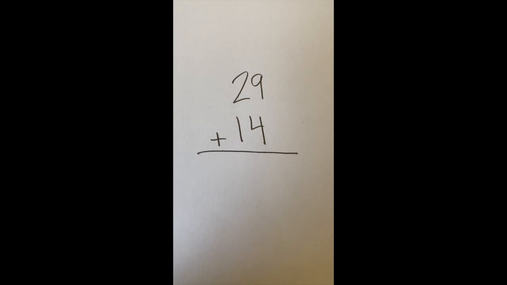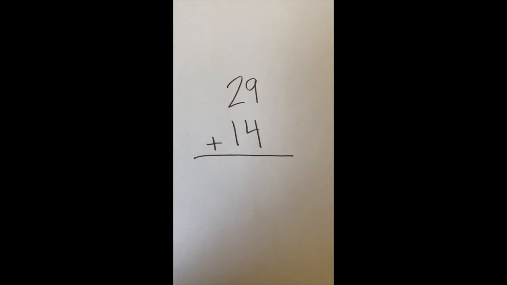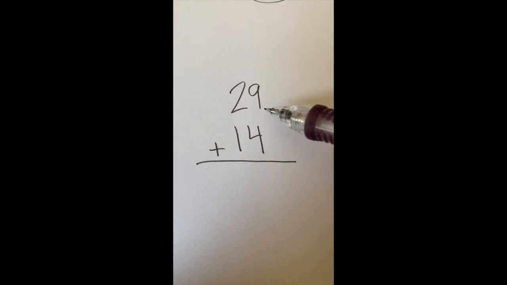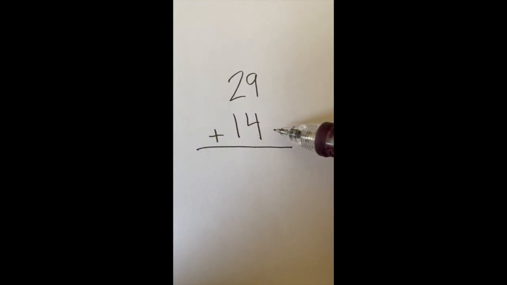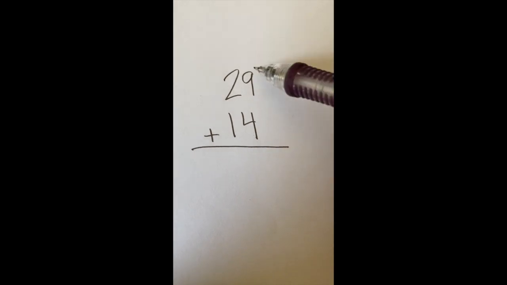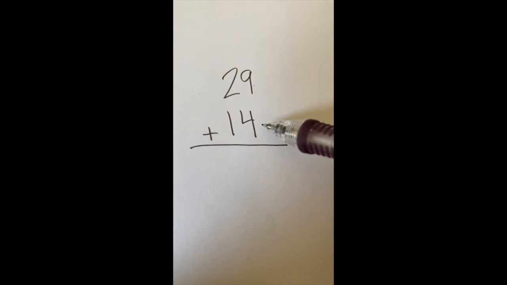First we are going to start off with adding two-digit numbers. So let's start with this first problem. We have 29 plus 14. We always put the bigger number on the top and the little number on the bottom.